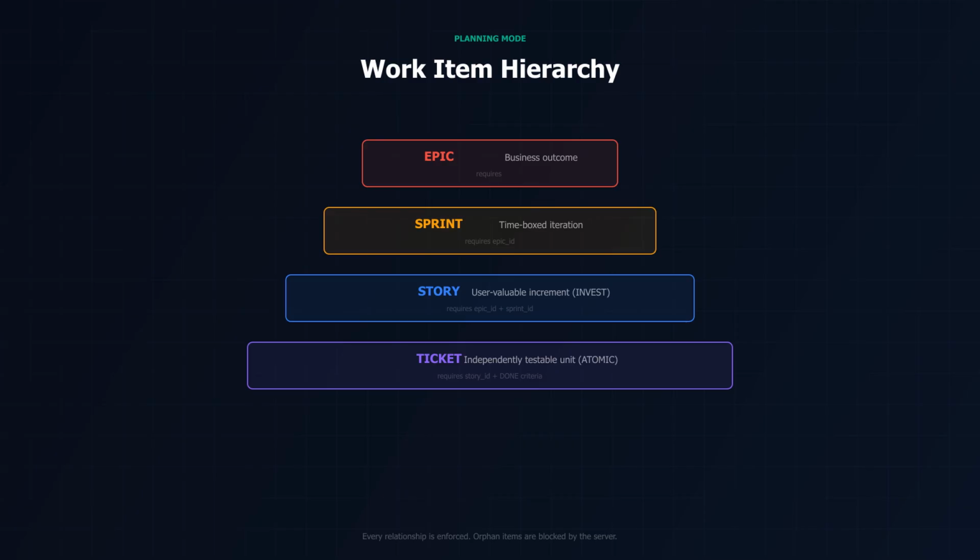Every relationship is enforced by the server. A story without an epic ID is rejected. A ticket without a story ID is blocked. Orphans don't exist in this system.